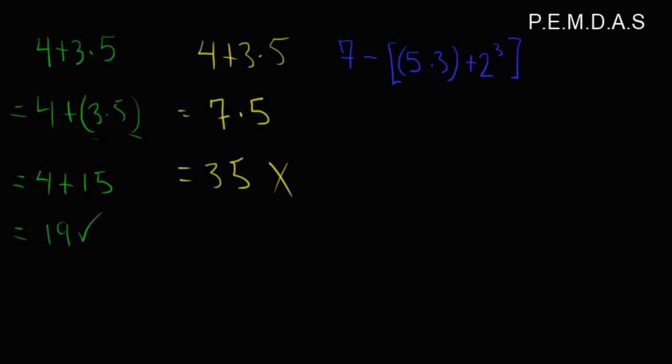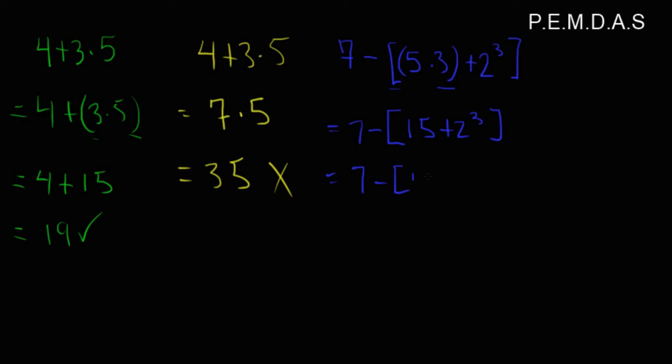I have 7 minus, in brackets and then parentheses, 5 times 3 plus 2 to the third. So feel free to pause the video and work it along with me. So that equals 7 minus, we're going to work from the inside out, parentheses and brackets. You also might note that we alternate parentheses and brackets just to make it more organized.